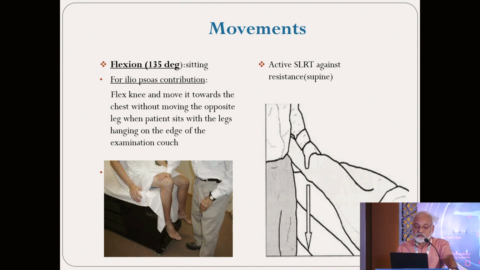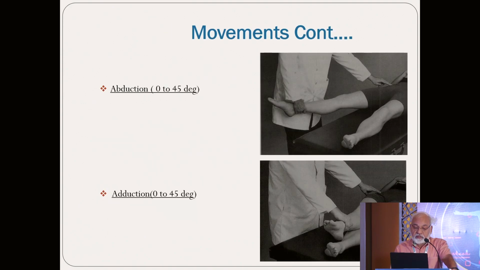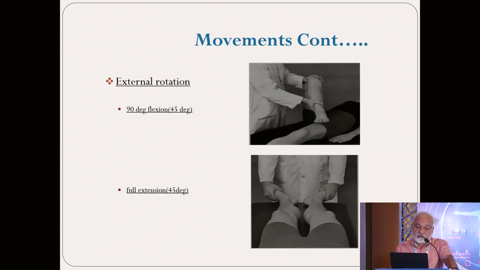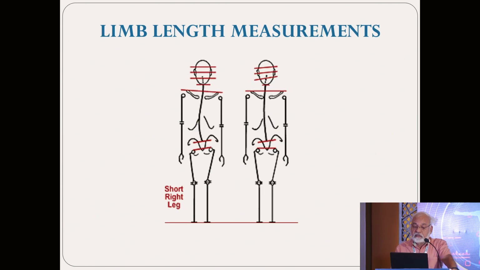Then movements like flexion. These are the positions in the picture, so you need to adopt these in daily practice so that you don't miss anything. Like extension, for both the gluteus maximus and the hamstring. These are the positions showing how it can be done. Then abduction, adduction, external and internal rotation. Then we have to look for any wasting, whether it is there or not. And then limb length measurement.